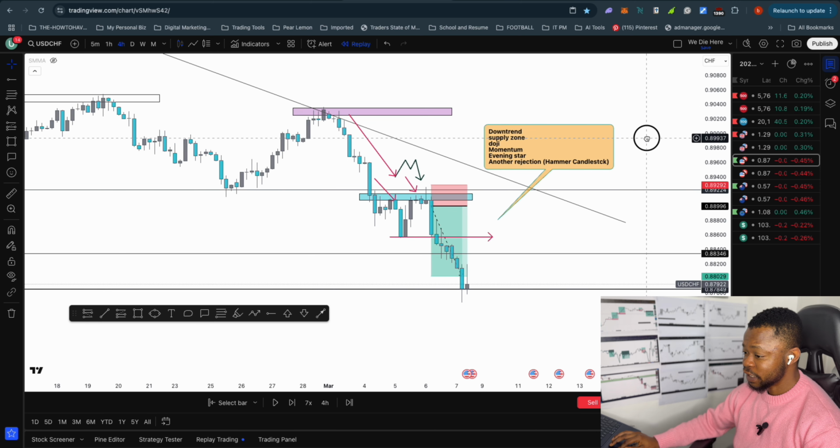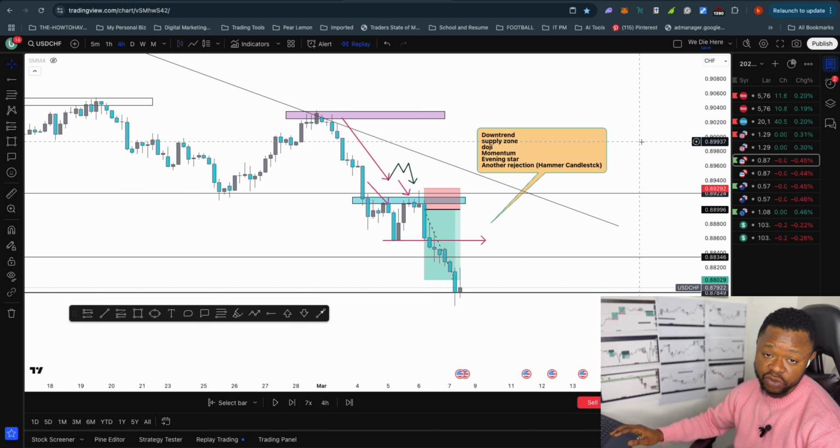So this is how trading works, guys. This is how trading works. Easy, but not too easy. One of the hardest ways to make easy money.